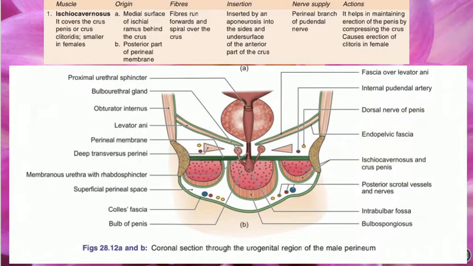So coming to muscle number one, the ischiocavernosus. This is the ischiocavernosus covering the crus of the penis or the crus of the clitoris. It is smaller in females. It arises from the medial surface of the ischial rami. You can see the ischial rami and the posterior part of the perineal membrane. Fibers run forward and spiral over the crus, inserted by an aponeurosis into the undersurface of the anterior part of the crus. It is supplied by the perineal branch of the pudendal nerve, and it is helpful in maintaining erection.